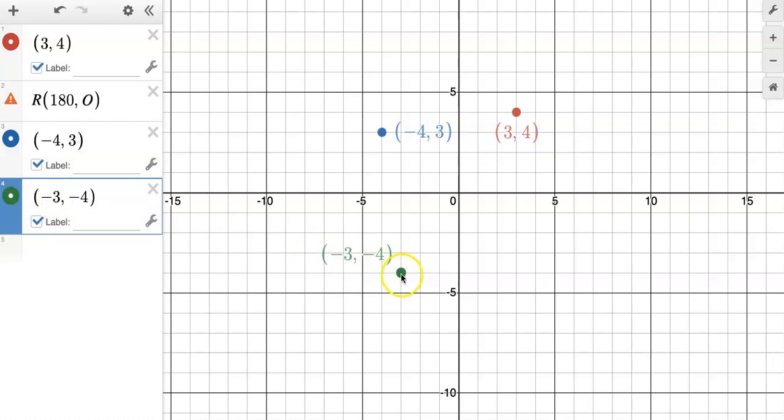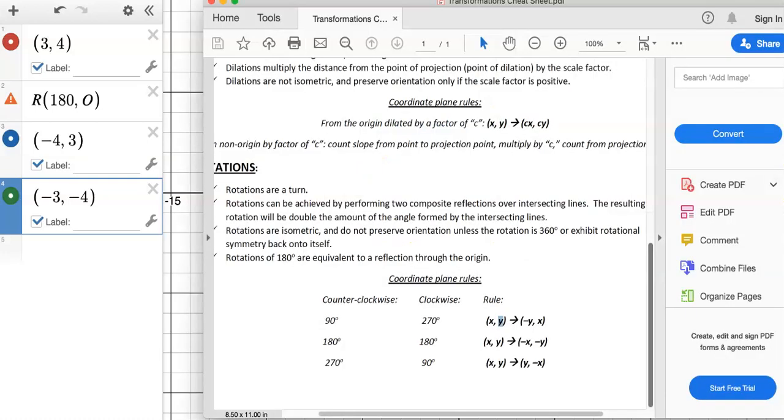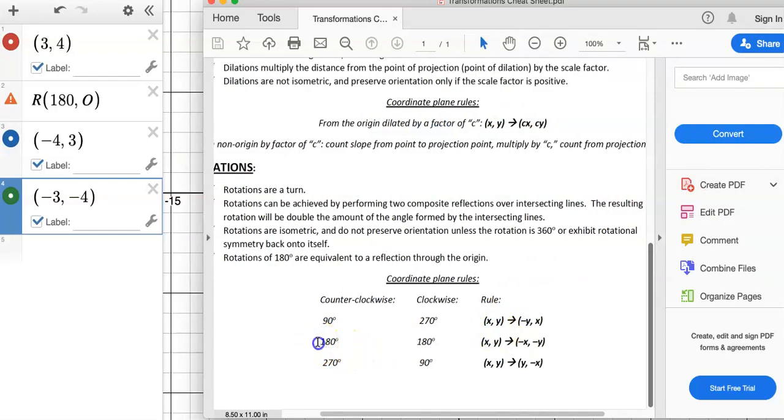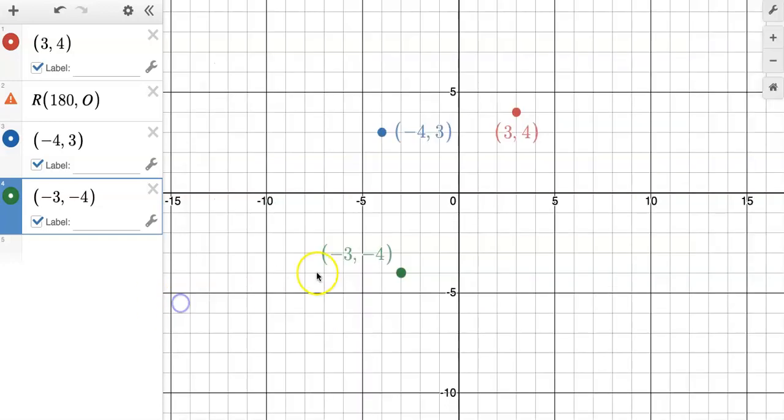Perfect. Okay, let's check the rotations again. 3 and 4 is my original. If I wanted to rotate 180, let's see what the cheat sheet says. It says if you want to rotate 180, you basically just make the opposite coordinates. X and Y become -x and -y. Oh, look at that. 3 and 4 become -3 and -4. This is a 180 degree rotation, 180 degrees or just 90, 90.